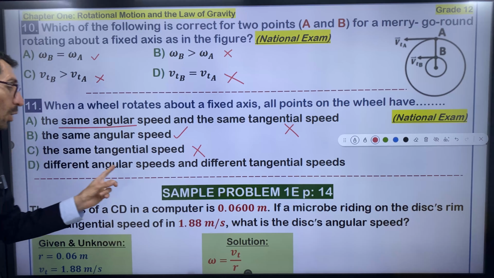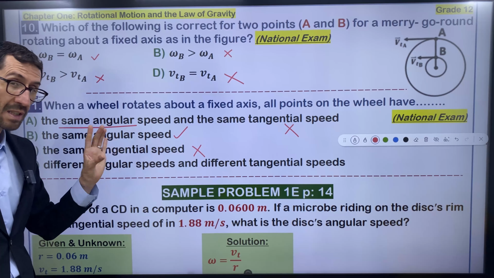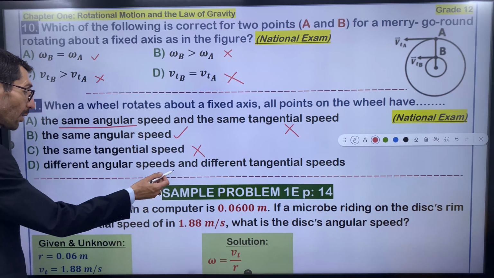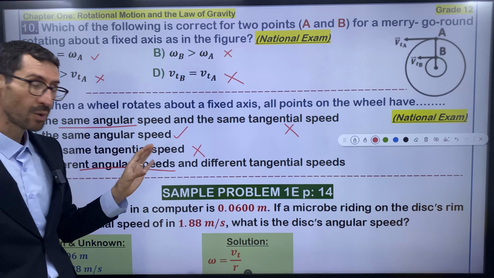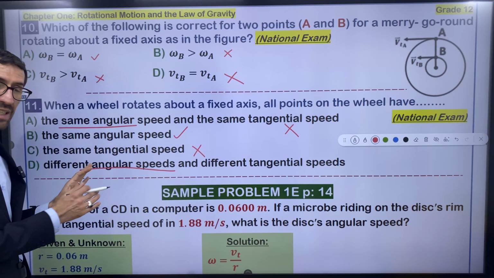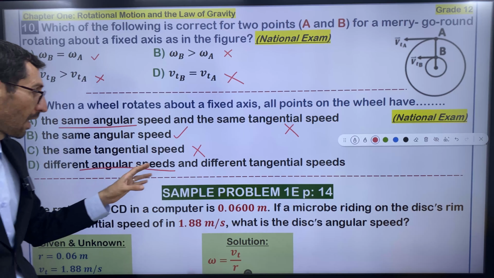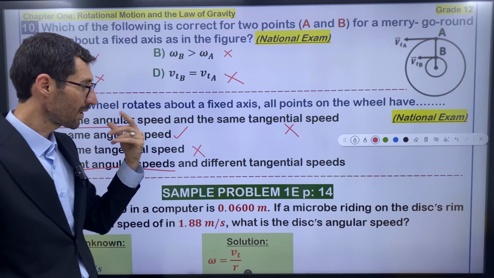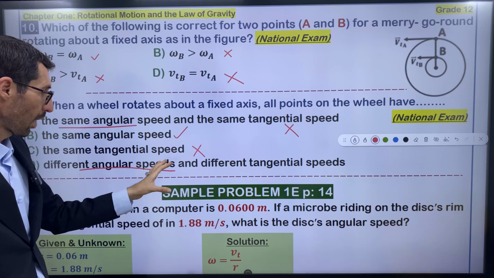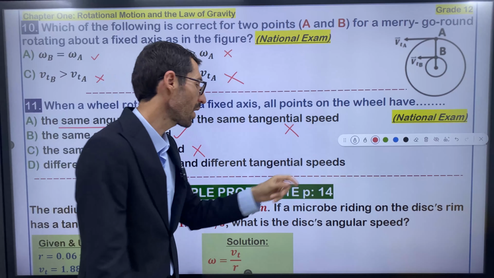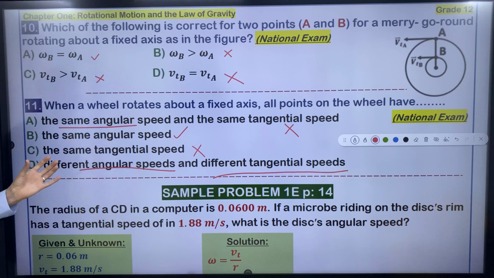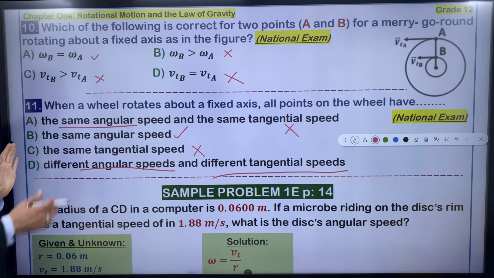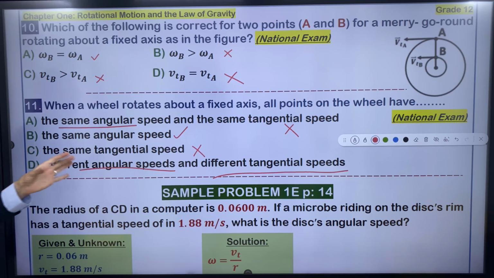D, different angular speeds, is it true? Does it make sense to you? Different angular speed? Is angular speed different? No. So from the beginning of this sentence, we know that this option is wrong, but I'm going to finish reading this option: different tangential speeds. The second part of the text is right, but the first part of the statement is wrong. That's why we don't accept it.